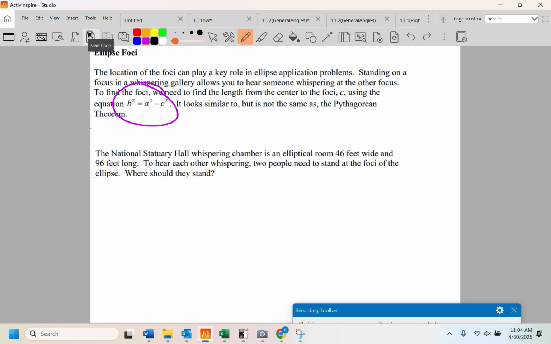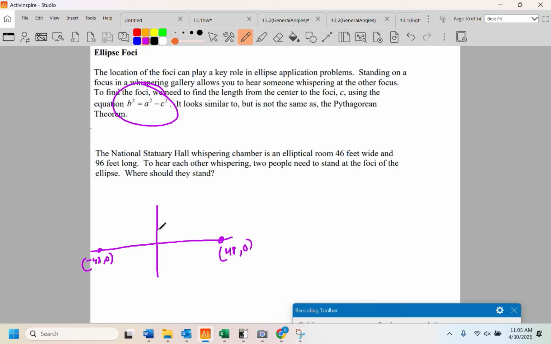So here's one. The National Statuary Hall Whispering Chamber is an elliptical room that is 46 feet wide and 96 feet long. To hear each other whispering, 2 people need to stand at the foci of the ellipse. Where should they stand? So let's kind of diagram this out. It's 96 feet long, which means it's going to go out 48 feet to the right. And it's going to go negative 48 to the left.